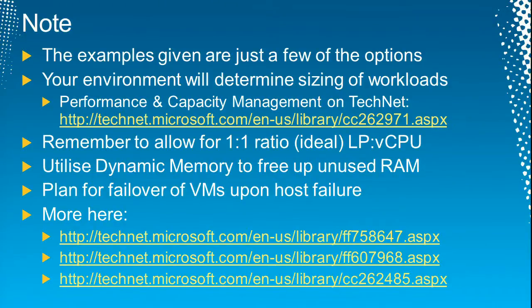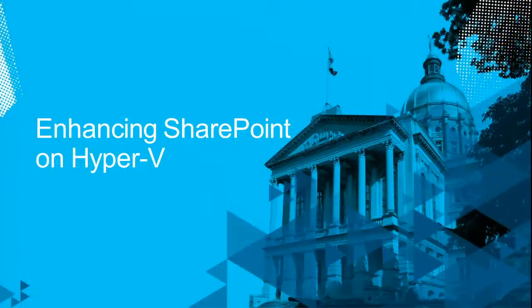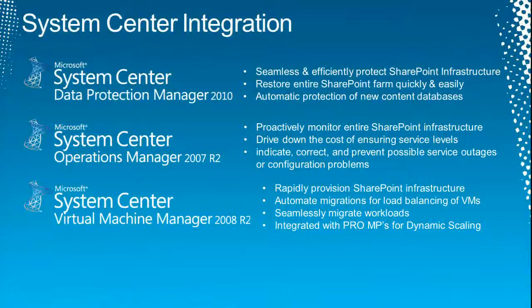Remember to allow for 1-to-1 ideally, but it doesn't have to be. Test in your environment. See what 2-to-1 or 4-to-1 would do. If it doesn't degrade performance, you're still going to be supported. Plan for failover if you are using high availability and hosts. So how do we enhance SharePoint on Hyper-V?